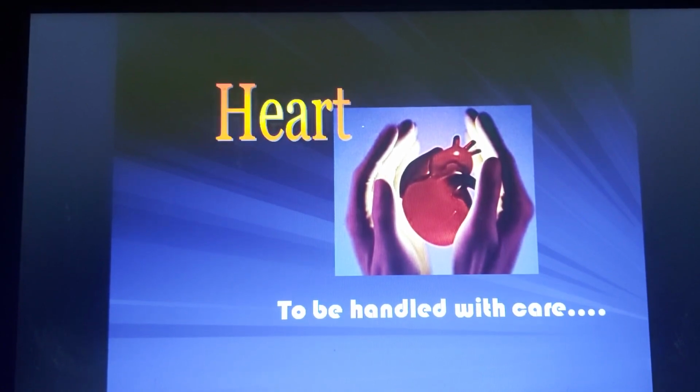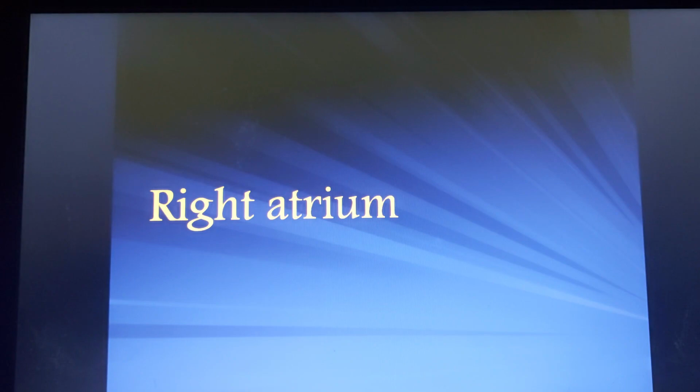Heart. So today I am going to teach about the heart, right atrium and right ventricle. I'll start with the right atrium first of all.